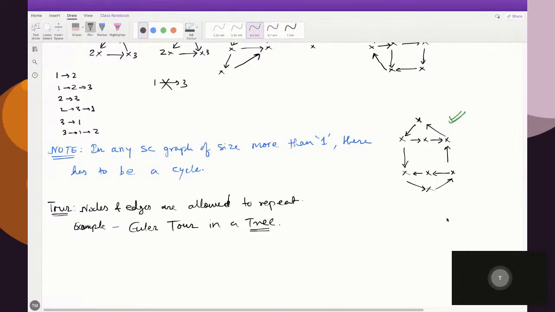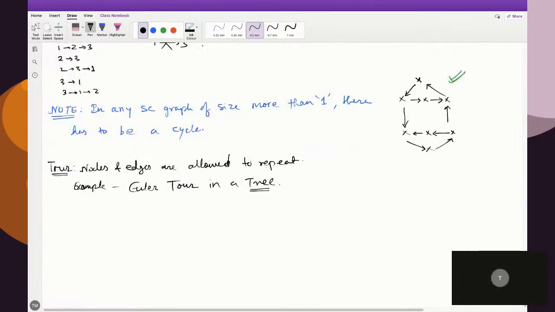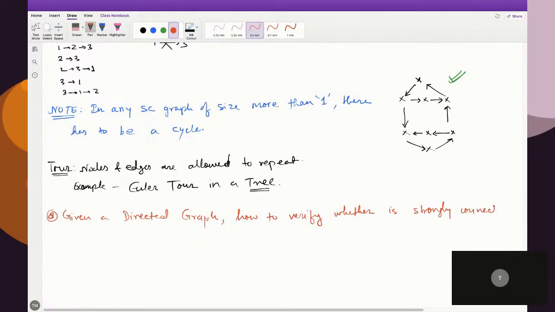Any other doubts? So now the very basic question: given a directed graph, how to verify that it is strongly connected? How do we verify whether it is strongly connected? If you are given a directed graph, how do you verify whether it is strongly connected?